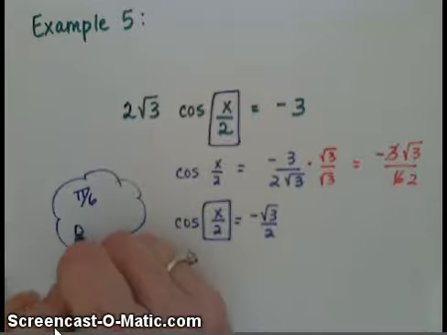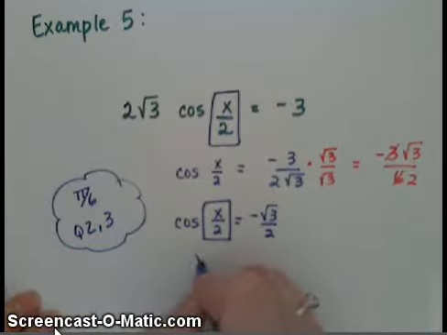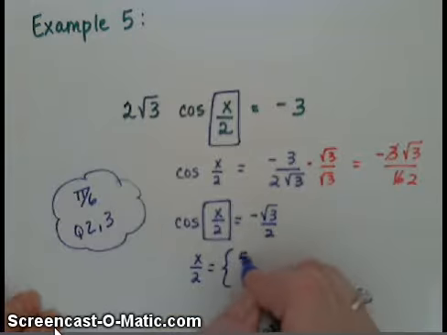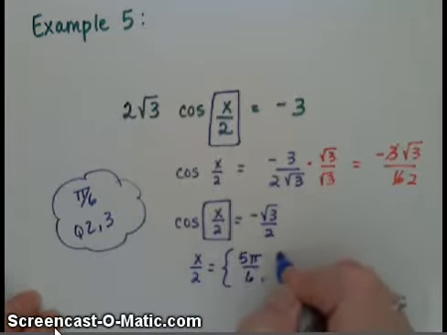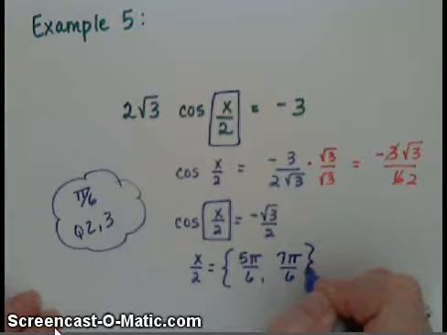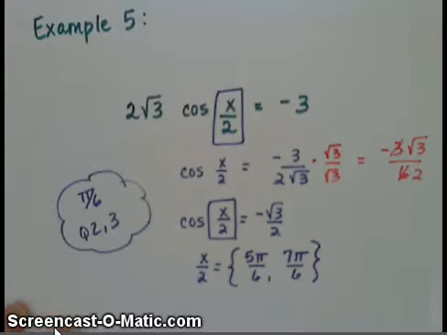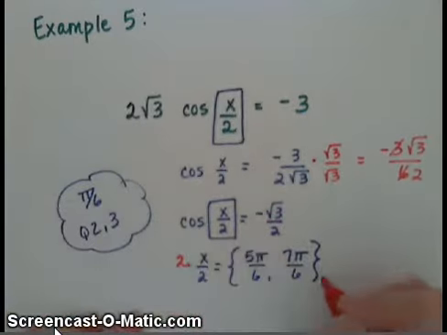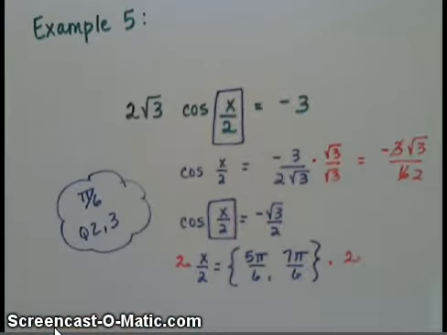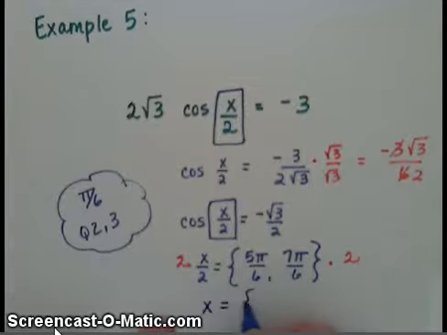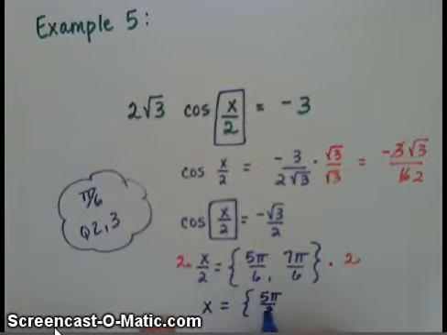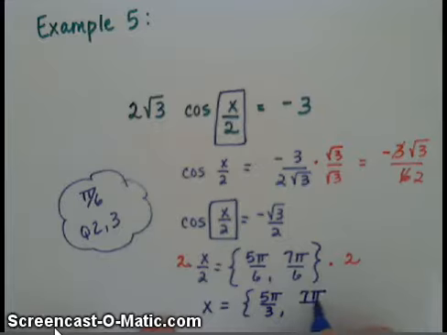And cosine is negative in quadrants 2 and 3. So my x over 2 will be the pi over 6 in 2, which is 5 pi over 6, and in 3, which is 7 pi over 6. So those are my two answers. This is a fractional angle, so I don't have to go more than once. Now I need to double both sides, double both sets, because I need to make this an x, and I need to multiply those by 2. And what that's going to do is basically change the denominators to 3. So x is equal to 5 pi over 3 and 7 pi over 3.